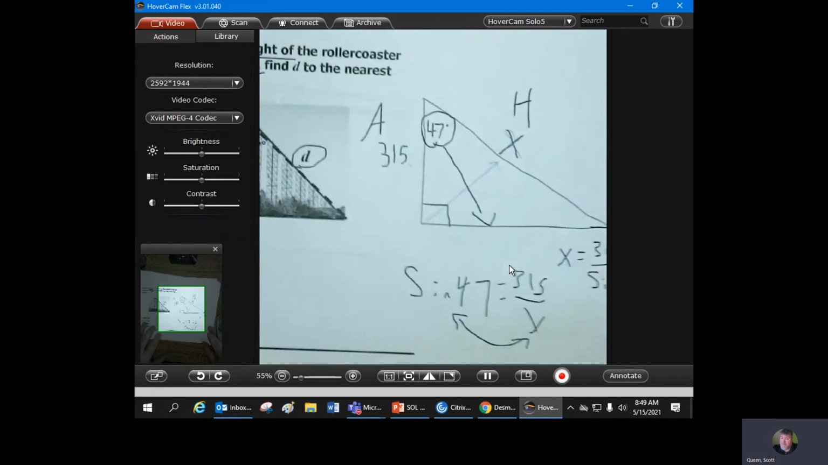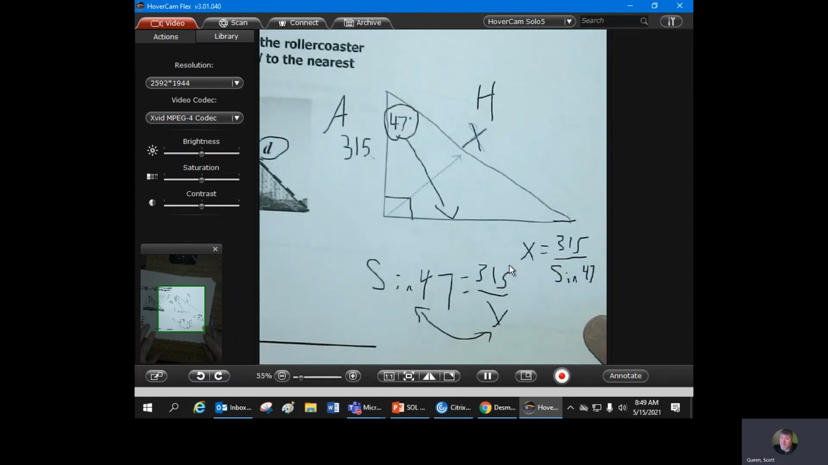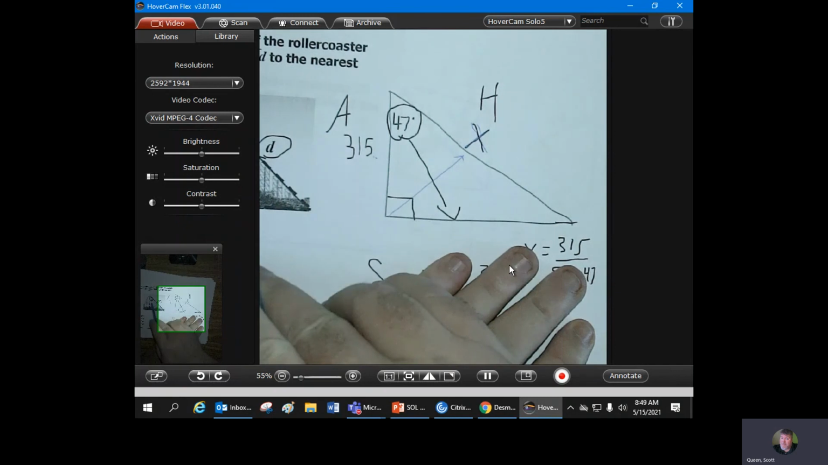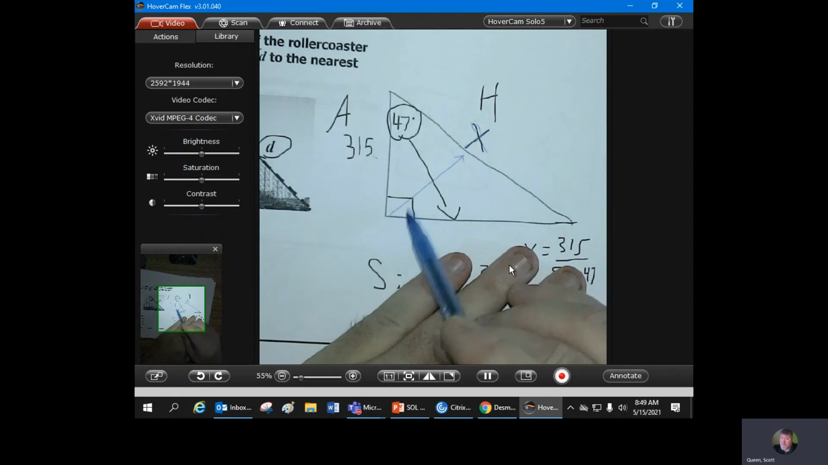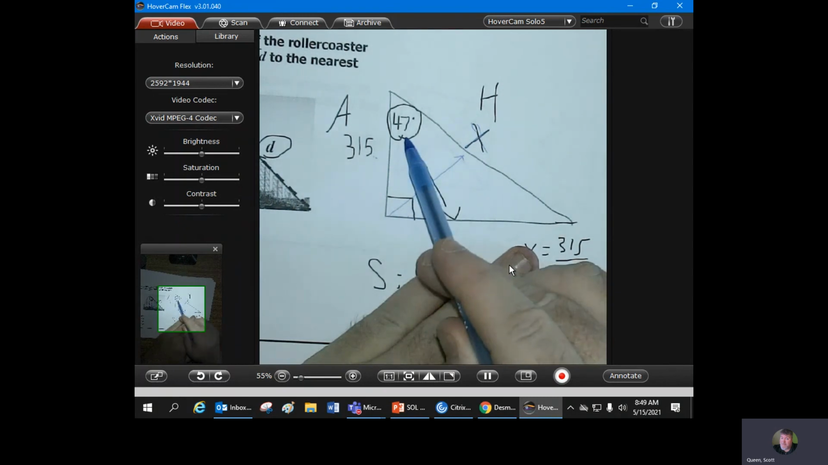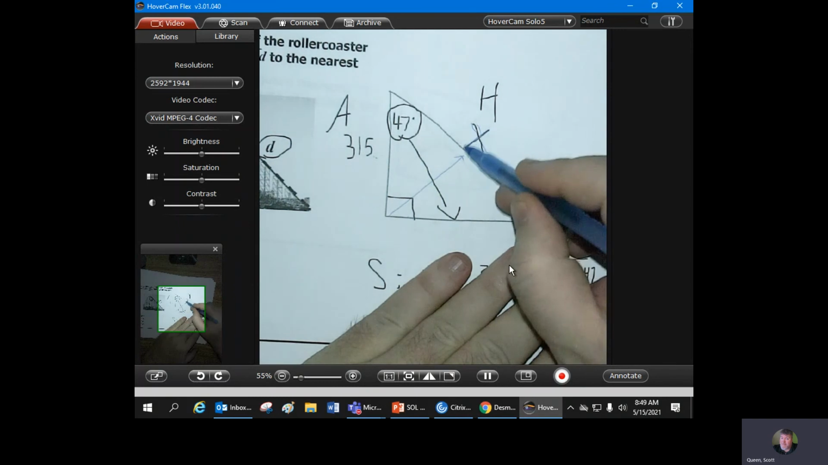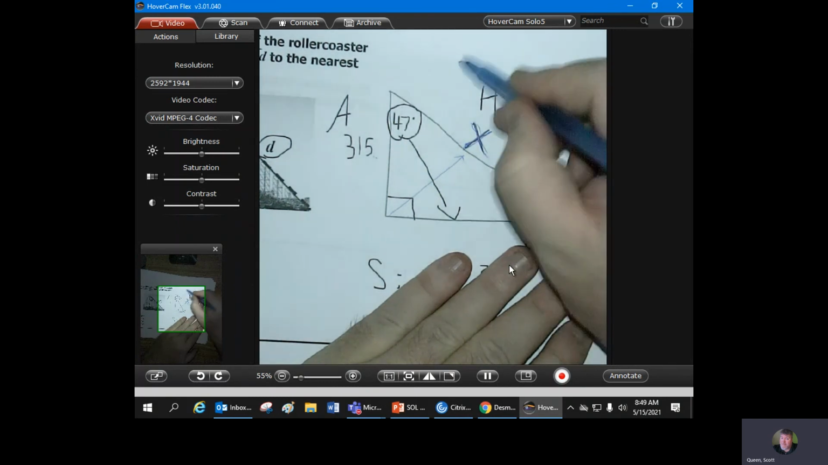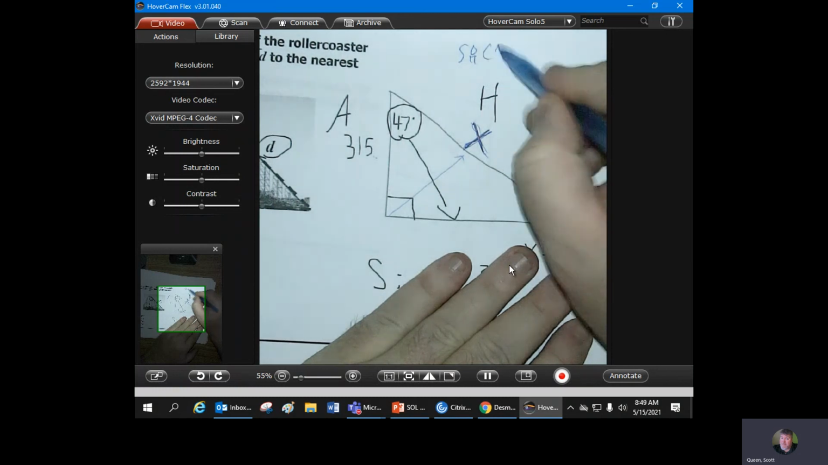Oh, I'm sorry. Can you see it now? All right, so I redrew my triangle. And it also gave me that 47 degrees in my right angle. So there's my right angle, there's my 47 degrees. So I'm trying to find a missing side, my hypotenuse. So again, I'm doing SOHCAHTOA.